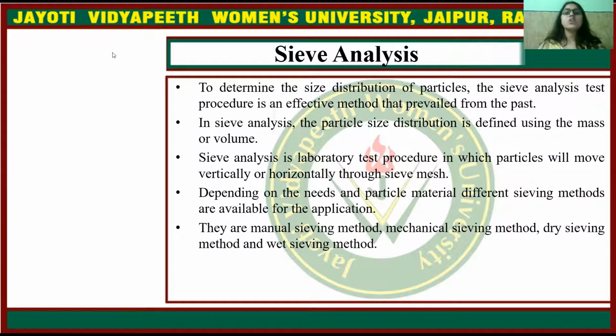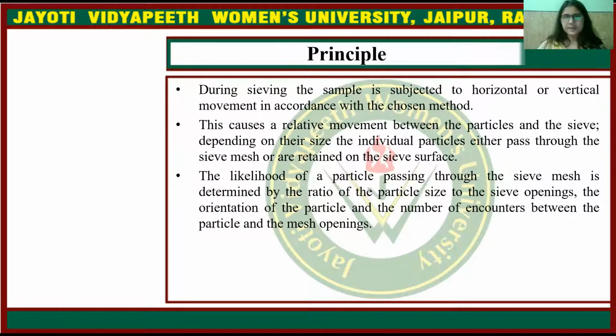Depending on the needs and particle material, different sieving methods are available for the application. They are the manual sieving method, mechanical sieving method, dry sieving method, and wet sieving method. So what is the principle behind them? During sieving, the sample is subjected to horizontal and vertical movement in accordance with the chosen method. This causes a relative movement between the particle and the sieve depending on their size, and individual particles either pass through the sieve mesh or are retained on the sieve surface.